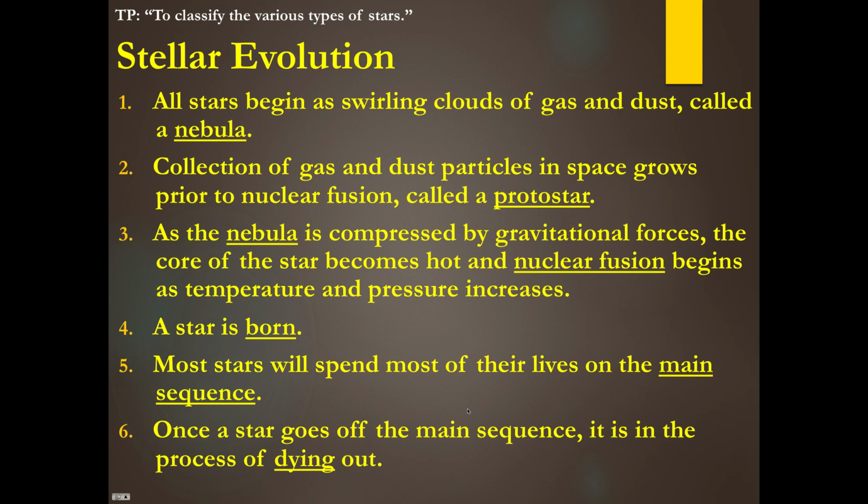Number 2, a collection of gas and dust particles in space grows prior to what we call nuclear fusion. And this is called the protostar. This is before the formation. Number 3, as the nebula is compressed by gravitational forces, remember the arrows going in, the core of the star becomes hot and nuclear fusion begins as temperature and pressure increase. So all the matter begins to fuse together, and that creates energy, right? Heat's involved, and a whole bunch of wavelengths are also involved too.